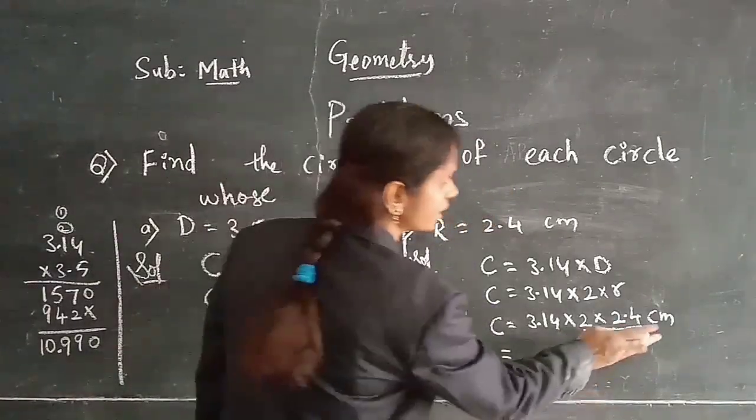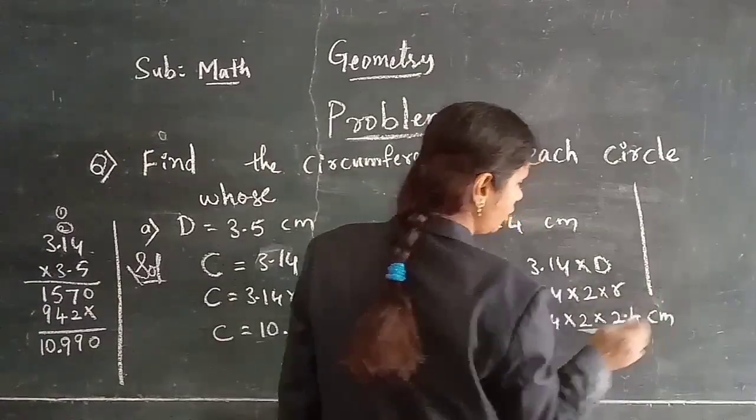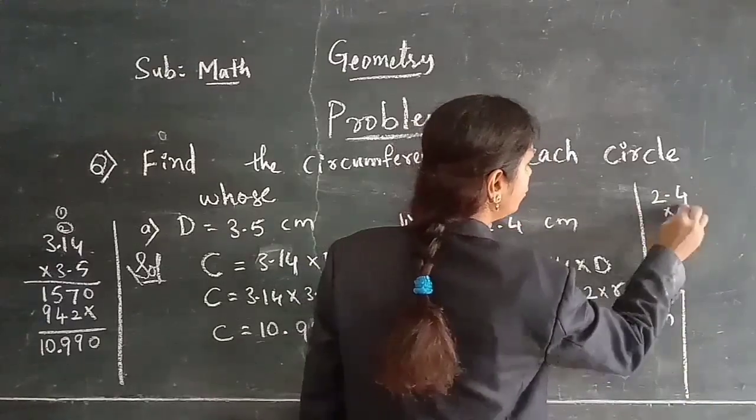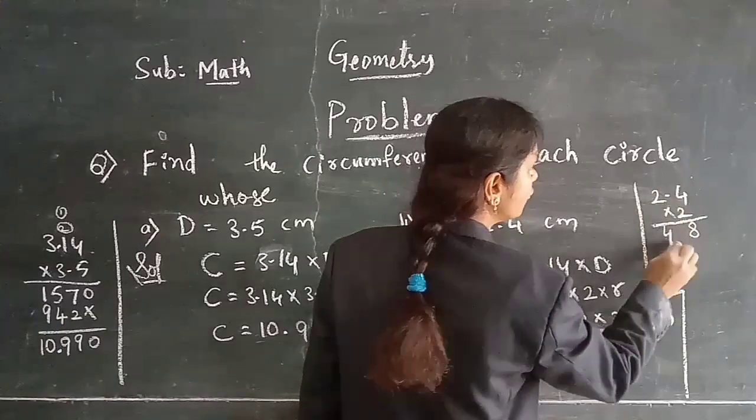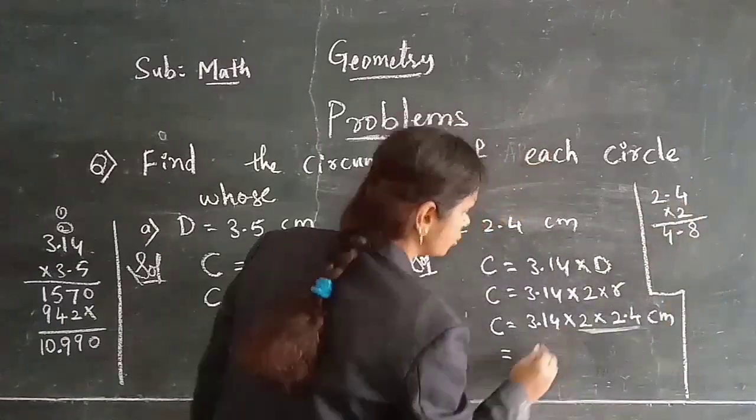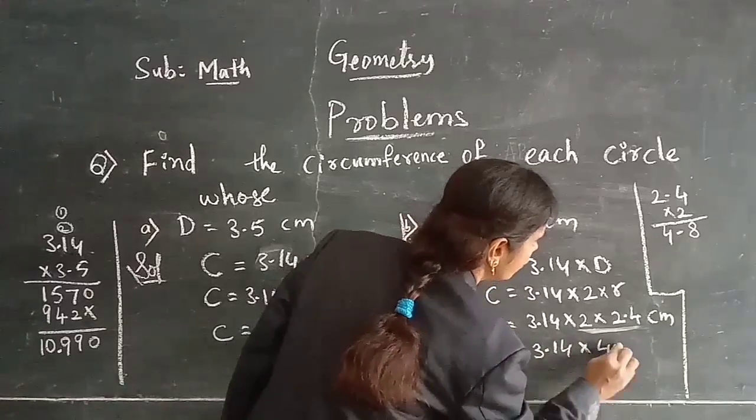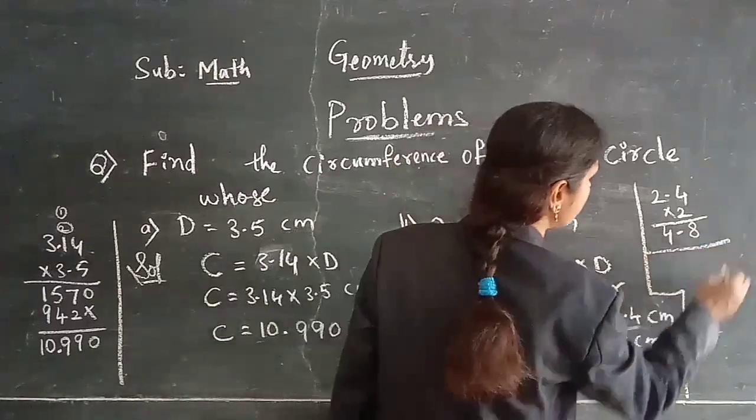Now first I am multiplying these two numbers, children. Why? Because these two are the smaller and easier numbers. So here you can observe 2.4 into 2. 2 4s are 8. 2 2s are 4, and 1 digit before the point. So circumference is equal to 3.14 into 4.8 centimeters. Now I am multiplying these two numbers.